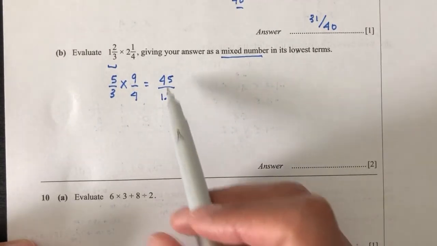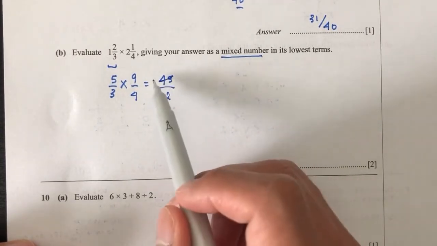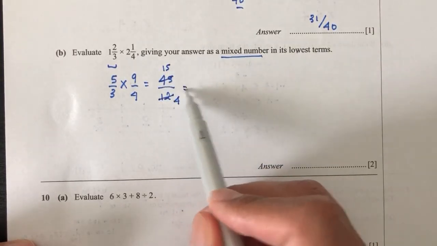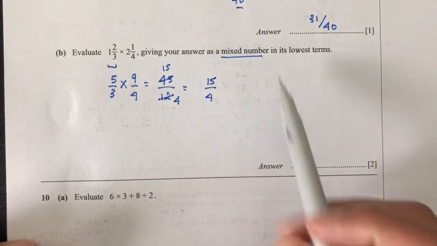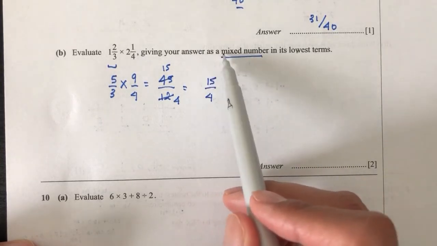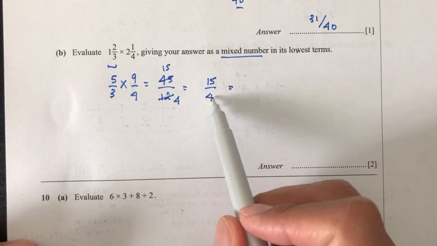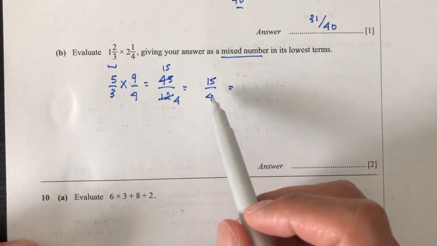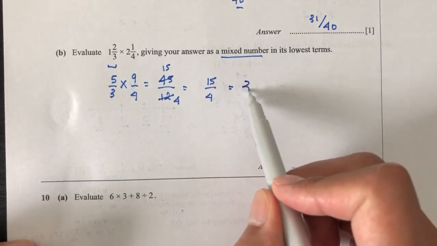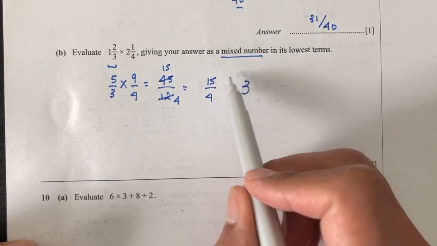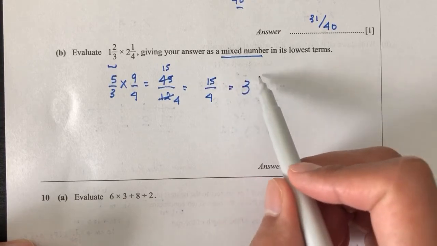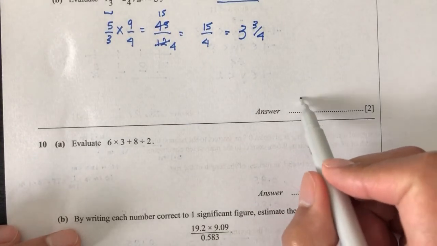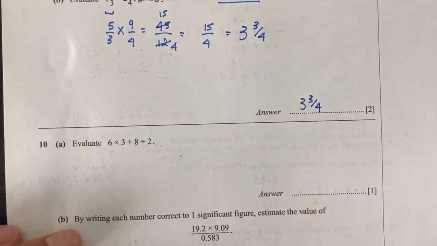So we can first simplify this. Divide by 3. We have 15, and that will be 4. So 15 over 4, and we have to write it as a mixed number. So here, how many times 4 do we have in 15? We know 4 times 3 is 12. So 3 out, and what is remaining? 15 minus 12 is 3 remaining. So 3 over 4. So your answer for part B will be 3 and 3 over 4.